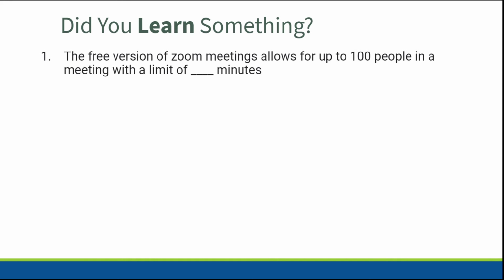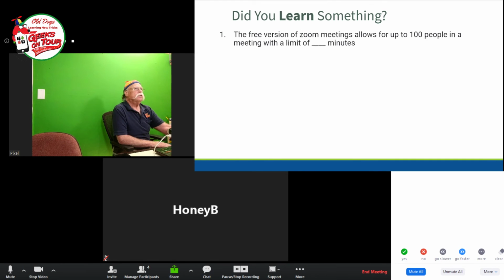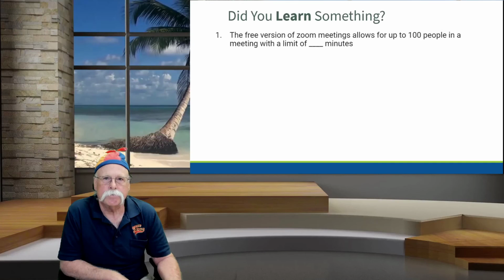The free version of Zoom meetings allows for up to 100 people in a meeting with a limit of what, Chris? 40 minutes. Although, as I say, that's being waived right now. And if you have just one-on-one, I didn't mention that. If you only have 2 people in a meeting, there is no time limit. It's when you get 3 and more that the free version has a time limit of 40 minutes. And by the way, the paid-for version, there's several different levels, but we just pay $15 a month, and that waives that 40 minutes.